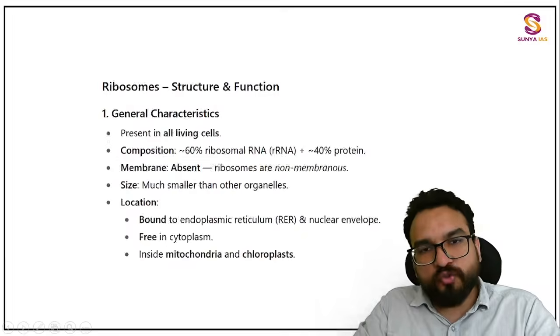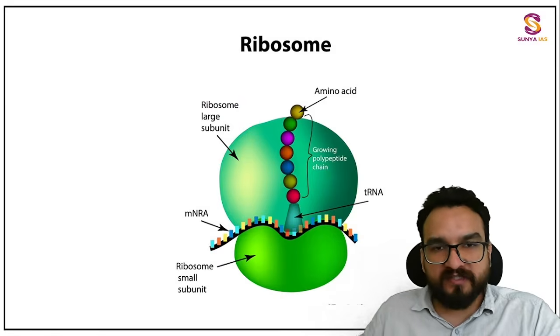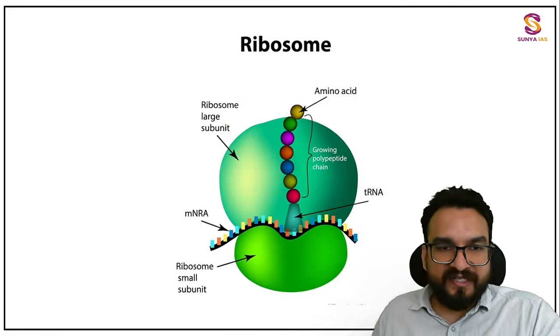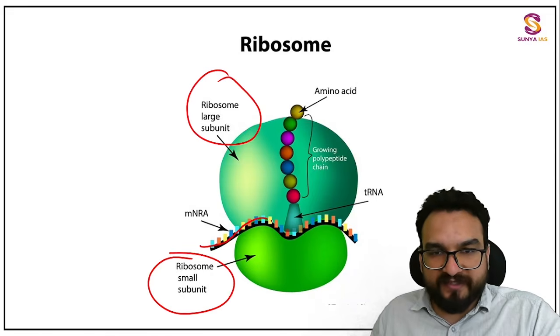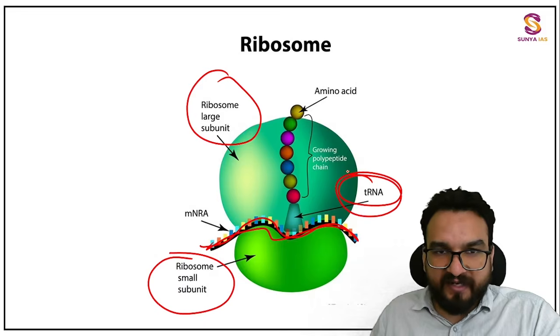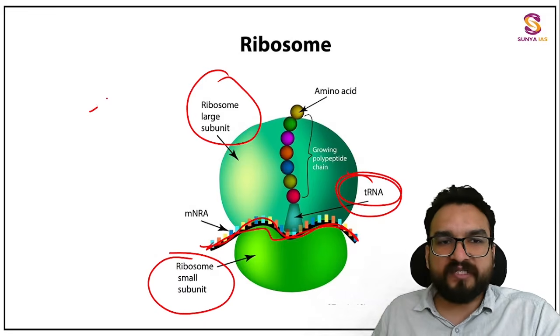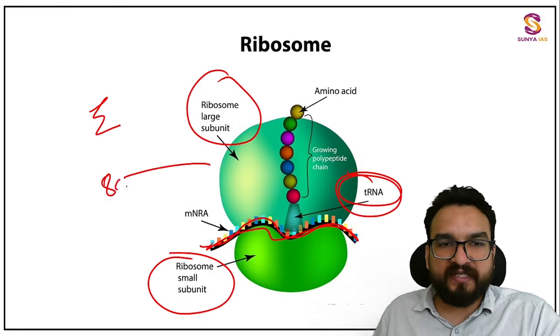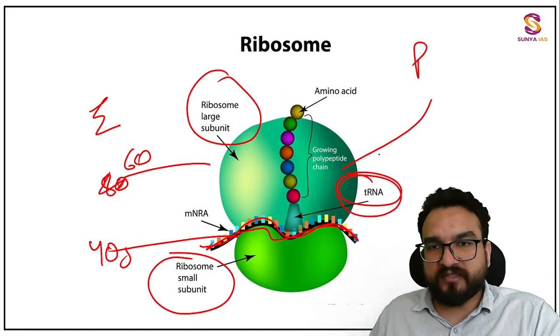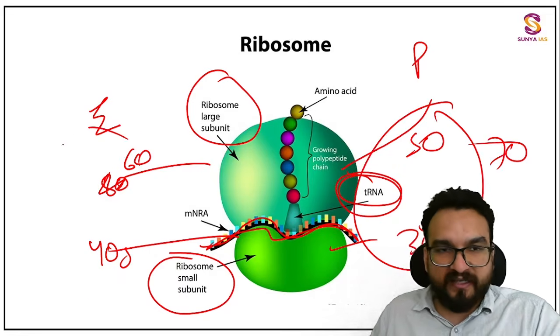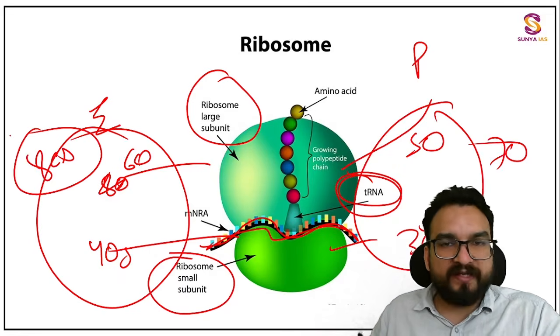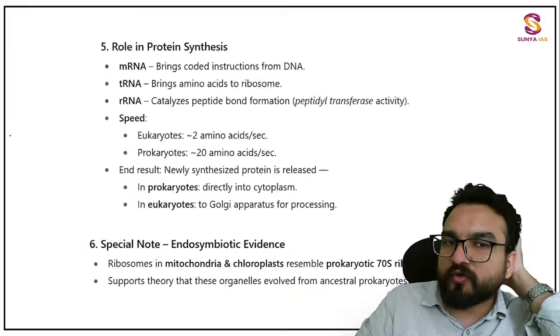So let me show you the ribosome in a better way. Where is the ribosome? You see this ribosome, guys, the large subunit and the smaller subunit, and this is mRNA and this is a tRNA, right? If I am saying this is a eukaryote, that means this is 60S and this is 40S. If I am saying this is a prokaryote, that means this is 50S and 30S. Combined it is 70S. Combined this is 80S. You must be understanding this, I hope.